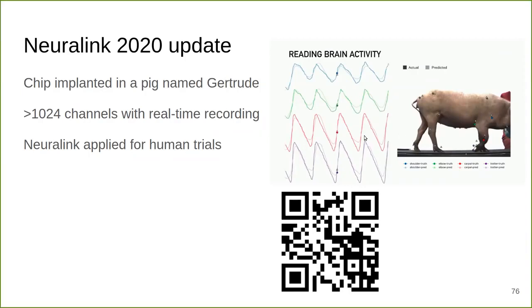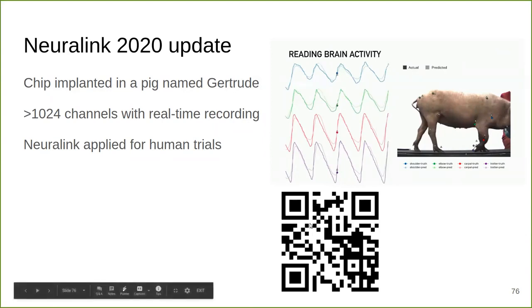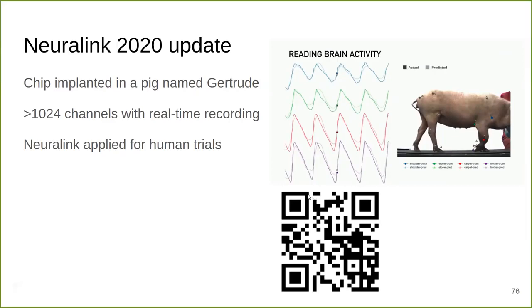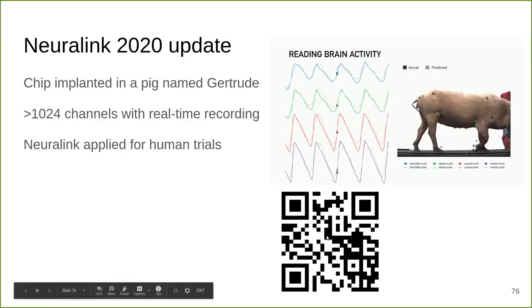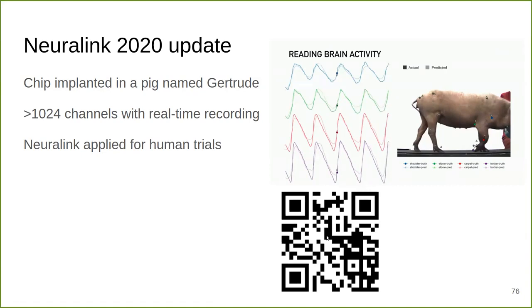So you can get a lot from this reading of multiple electrodes. And here's the QR code of when there was a handler in the cage with this pig, and when it bumped its snout, you could see some neural signal from this Neuralink chip.